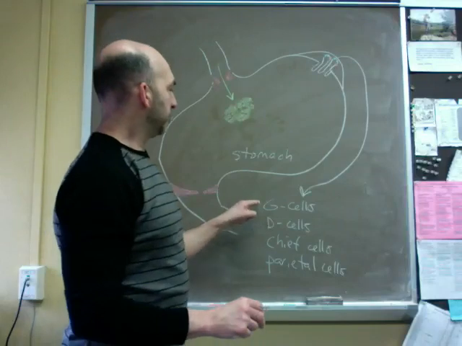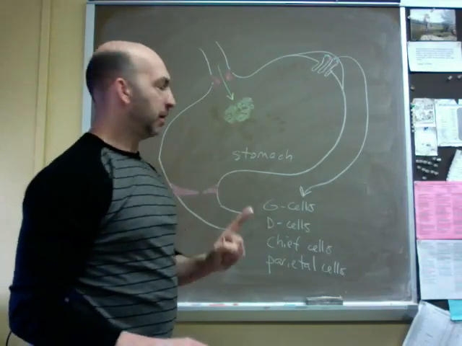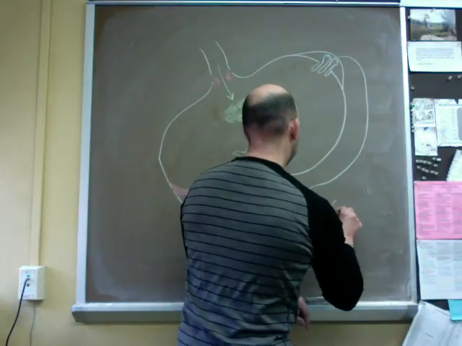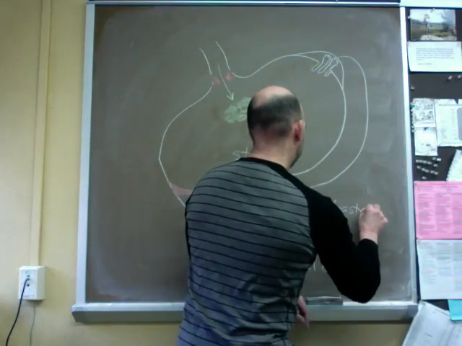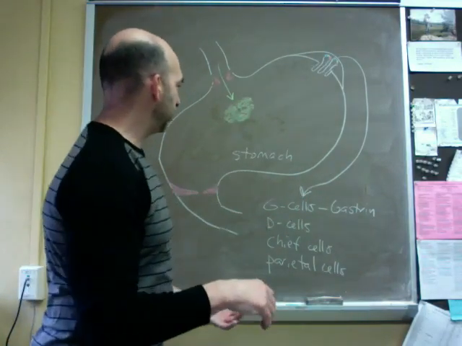Okay? Well, the G cells are the gastrin producing cells. Hormone number 1. Right? And I'm not going to be able to write everything on the board here. Just not enough room.